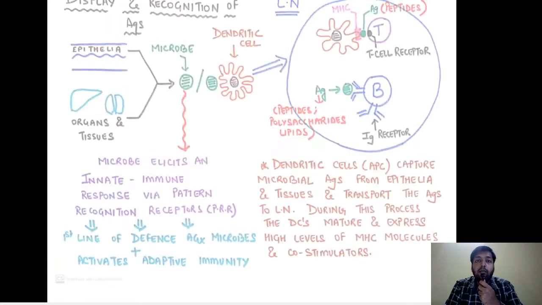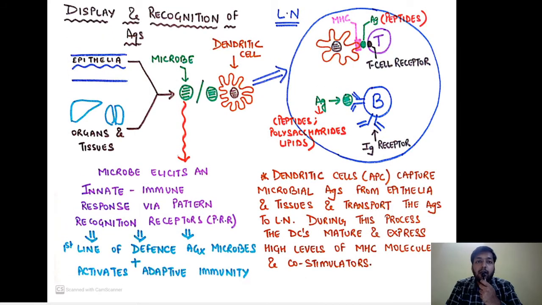Moving ahead, the microbe or the dendritic cell can travel to the lymph node, and once they enter the lymph node, they can present the antigen to the T cells with the help of the T cell receptor. Mostly the protein antigens or peptides are presented to the T cell receptor. Secondly, polysaccharides and lipid antigens mostly don't require T cells and can directly be presented to the B cell. This is how they present the antigens at the level of the lymph nodes.